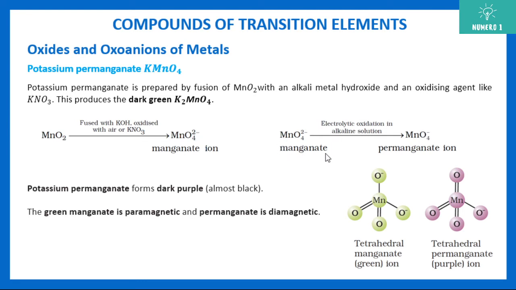The manganate is converted into permanganate by electrolytic oxidation in an alkaline solution. Note that there is again a color change since you are going from green to purple. So when the color has changed, you know that the reaction has completed. Also note that the green manganate is paramagnetic in nature. That means it has unpaired electrons, whereas permanganate is diamagnetic. It will be weakly repelled by the magnetic field.